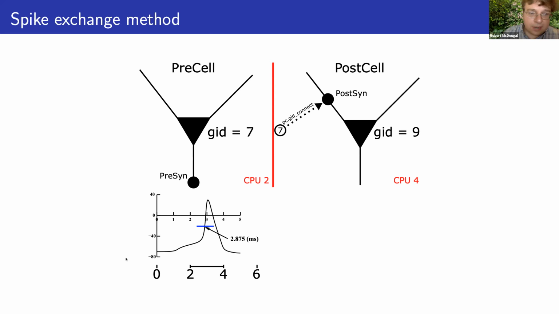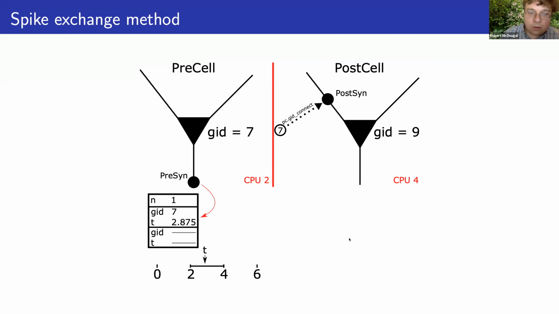So imagine on the presynaptic side, I have an action potential and it crosses my threshold at a certain time, 2.875 milliseconds. And I know that all of the synaptic delays are at least 2 milliseconds. So what's going to happen is that all the communication is going to happen at either time 0, time 2, time 4, time 6, 8, 10, etc. every 2 milliseconds. So I'm just going to take a note. I'm going to say, oh, well, there was a spike at time 2.875. And nothing has to happen. There's no overhead just yet.